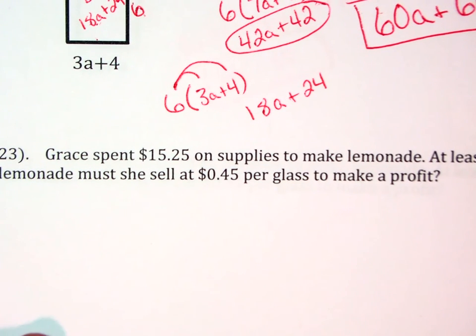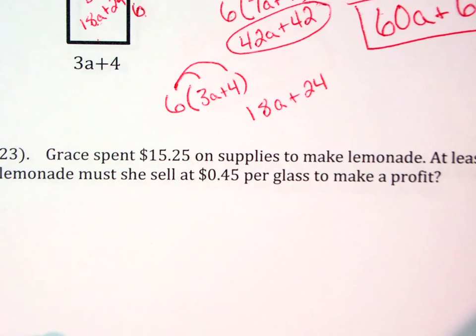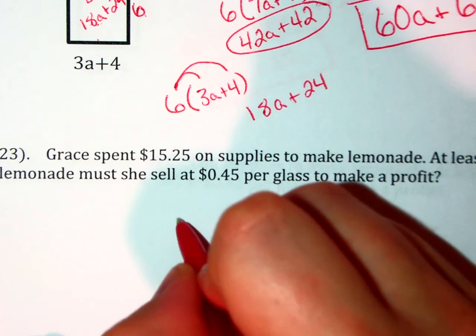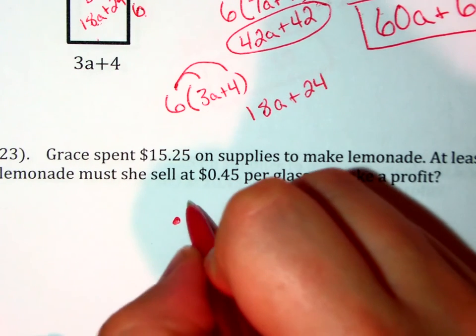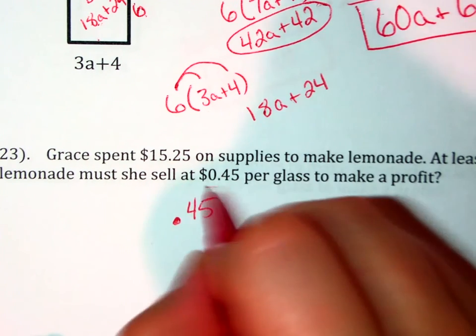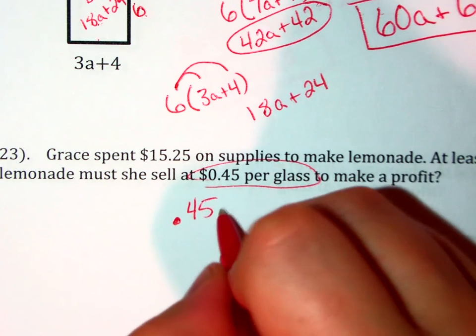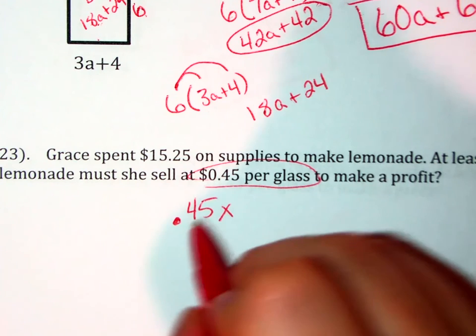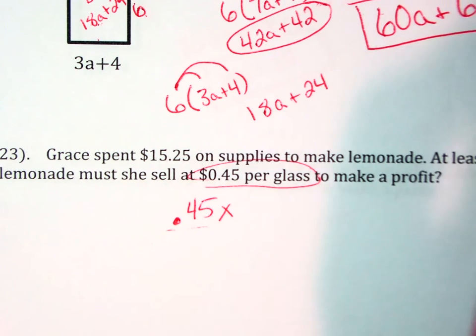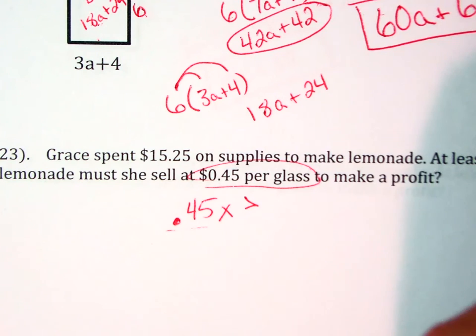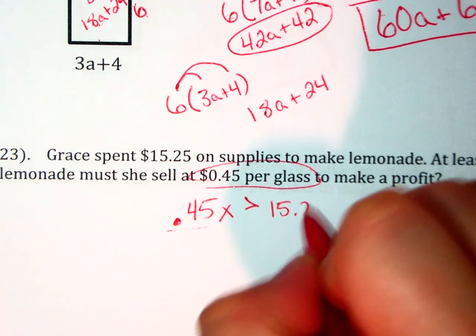Last problem on the bottom. Grace spends $15.25 on supplies to make lemonade. At least how many glasses of lemonade must she sell at 45 cents per glass to make a profit? Well, we know that the cost per glass is 45 cents per glass, and that lets us know that something is being multiplied together. So 0.45 times x. We want this amount to be greater than how much she spent. So greater than 15.25.